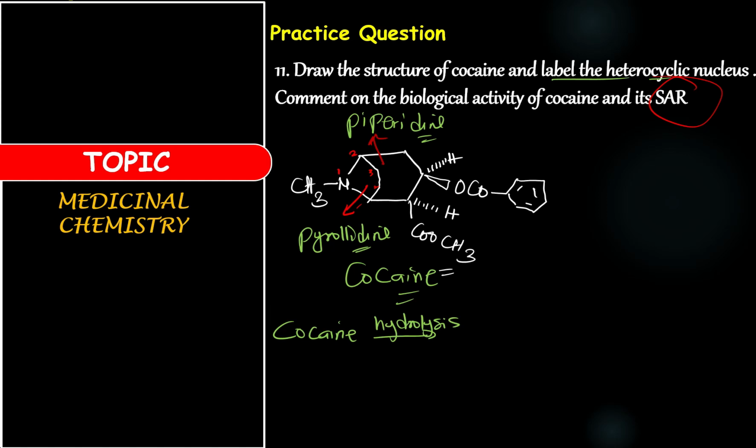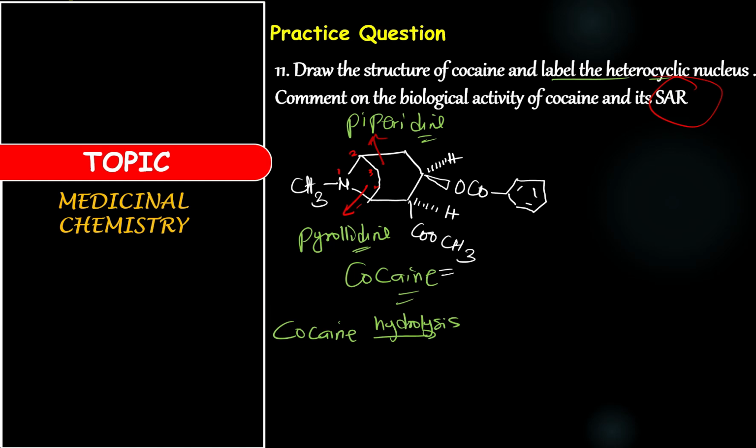You are going to form 3 different structures. Now, you are going to form this ring here. This ring is called the ecgonine ring, but it's going to be hydrolyzed. When it hydrolyzes, this group here will be hydrolyzed to give us a carboxylic acid. This group here will be hydrolyzed to give us OH.